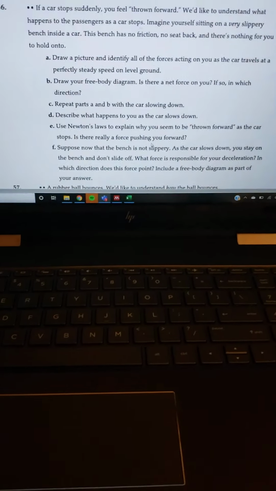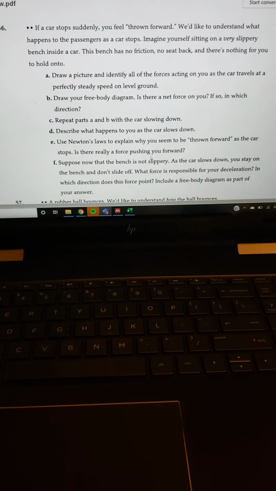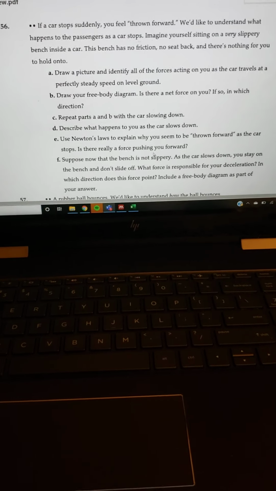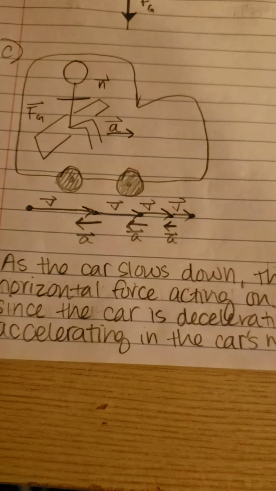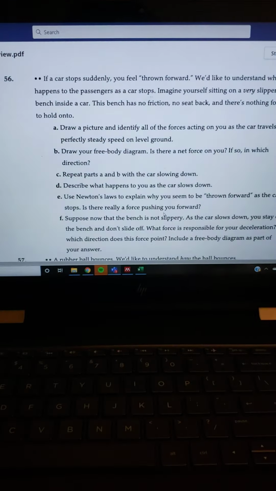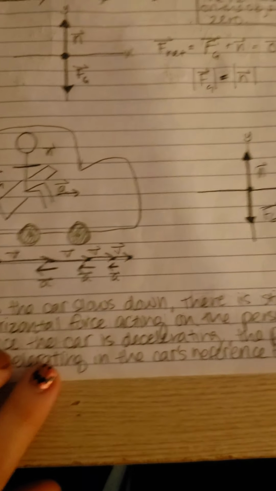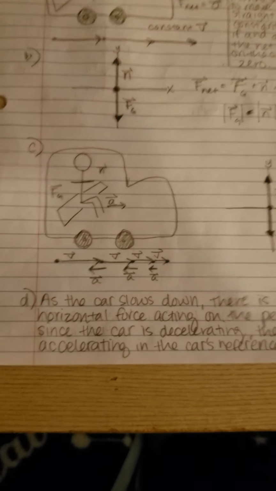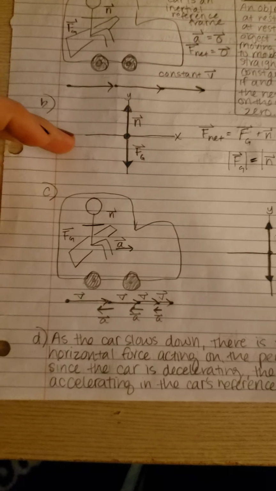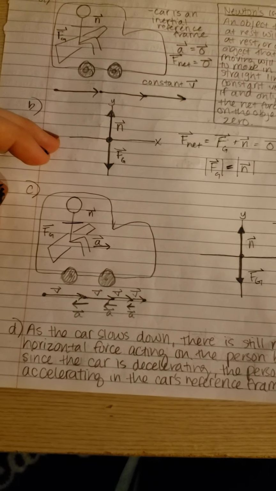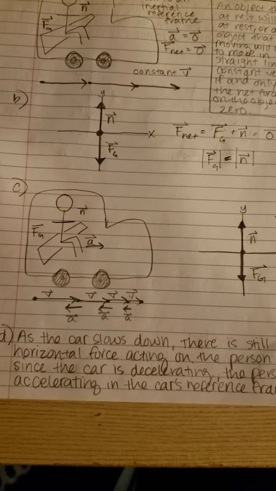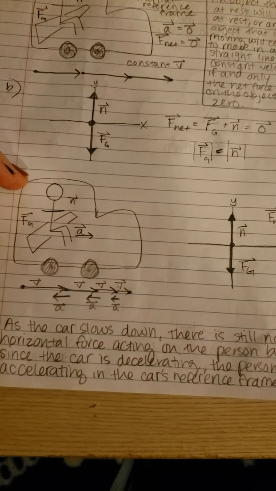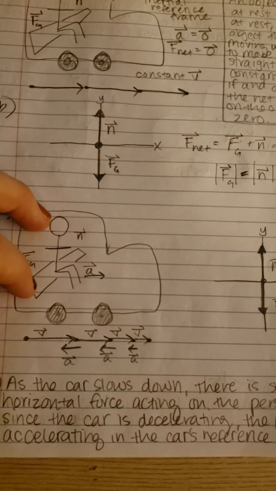Part E wants us to use Newton's laws to explain why you seem to be thrown forward as the car stops and if there's really a force pushing you forward. So here we can explain that, part D described what happens to you as the car slows down. So part D, as the car slows down, there's still no horizontal force acting on the person, but the car is decelerating. So the person is accelerating, but only in the car's reference frame.